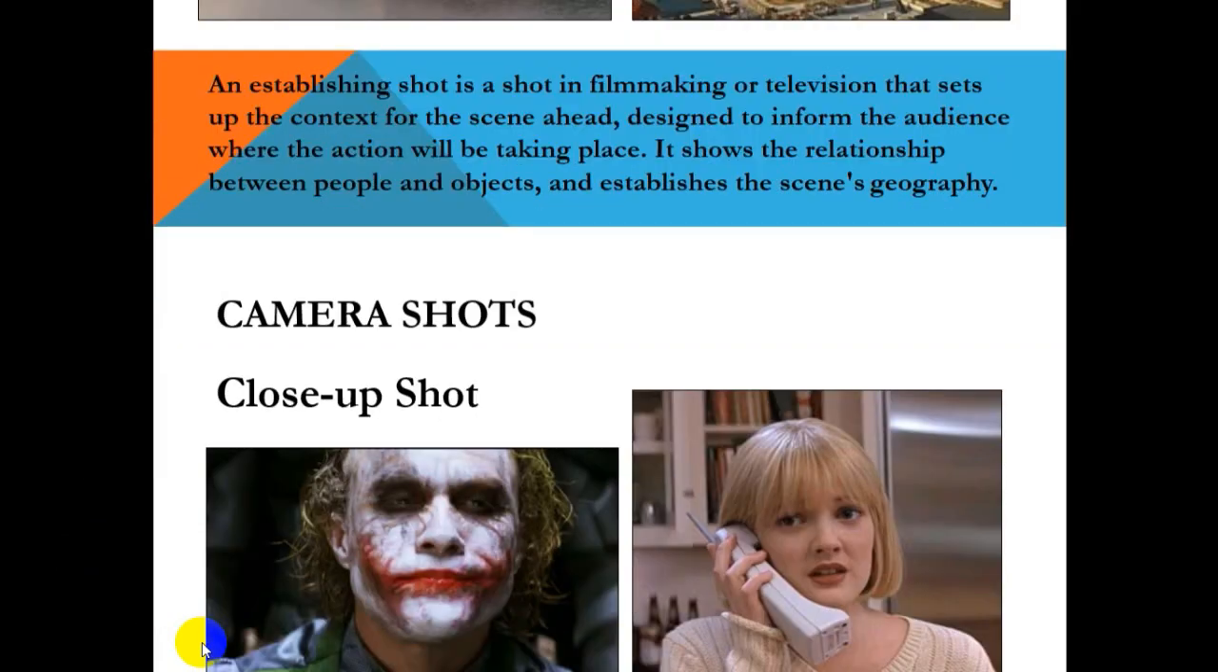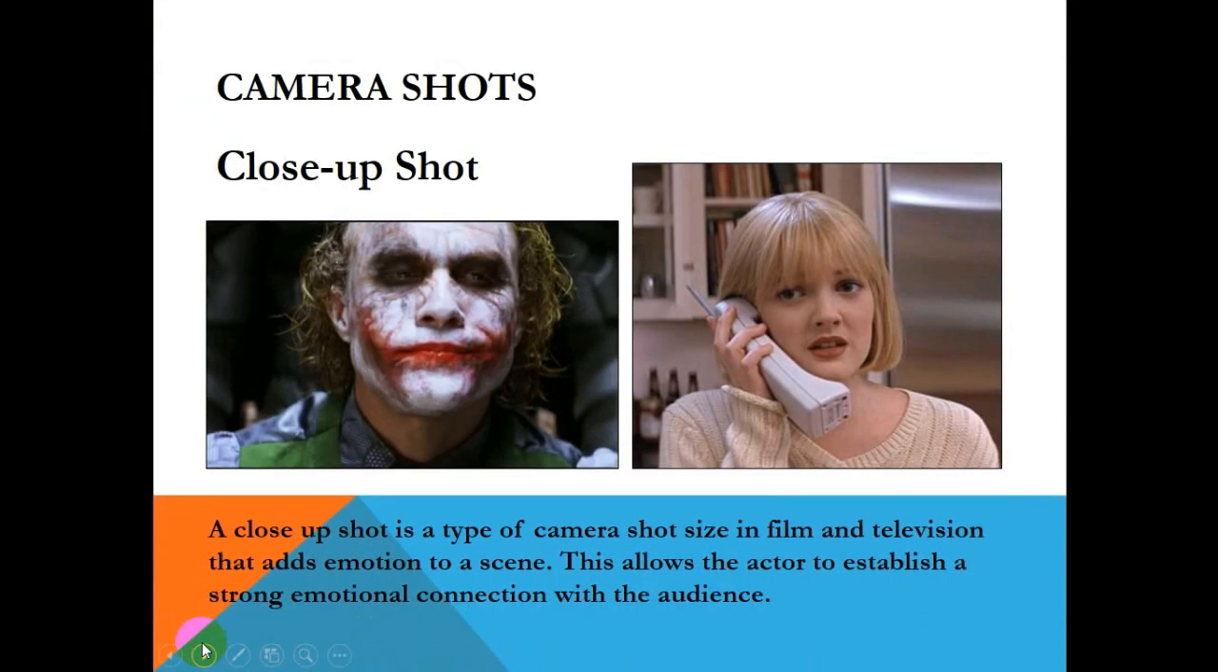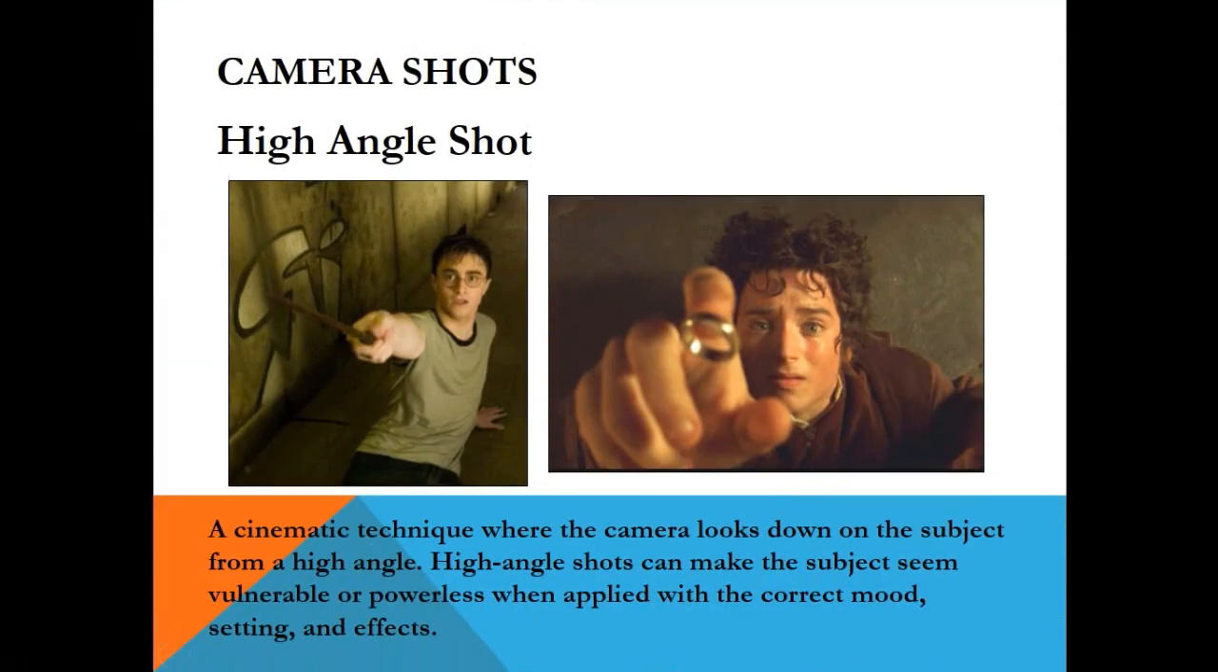Next is the close-up shot. A close-up shot is a type of camera shot size in film and television that adds emotion to a scene. This allows the actor to establish a strong emotional connection with the audience. The next one is the high angle shot. The high angle shot is a cinematic technique where the camera looks down on the subject from a high angle. High angle shots can make the subject seem vulnerable or powerless when applied with the correct mood, setting, and effects.